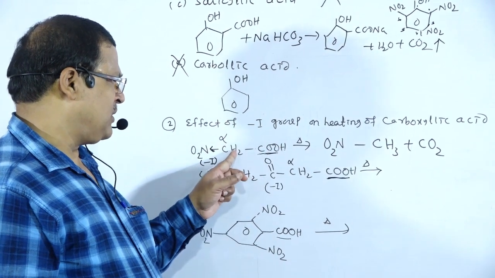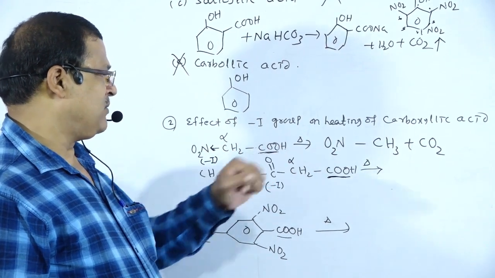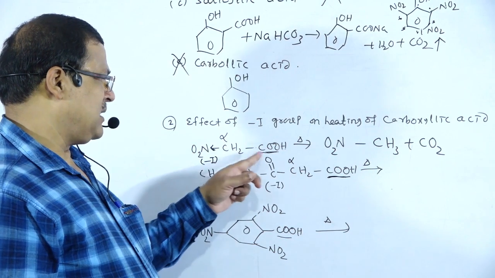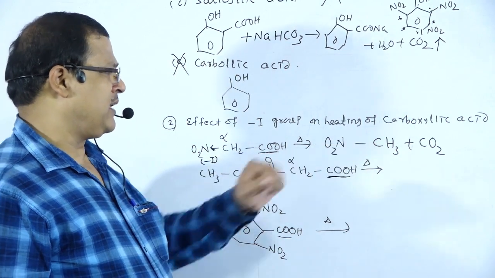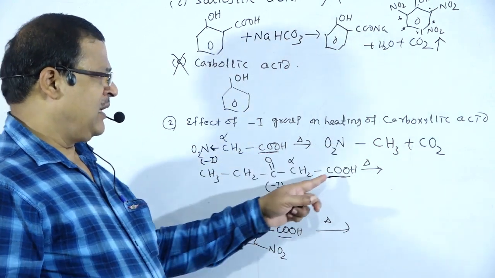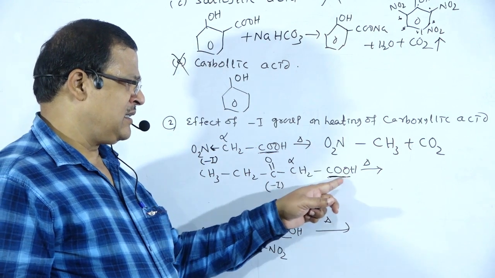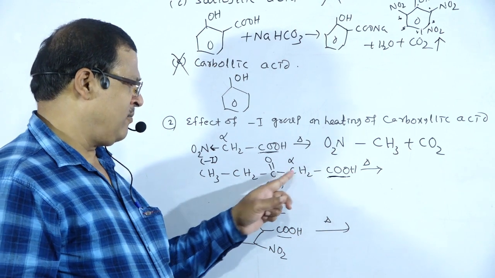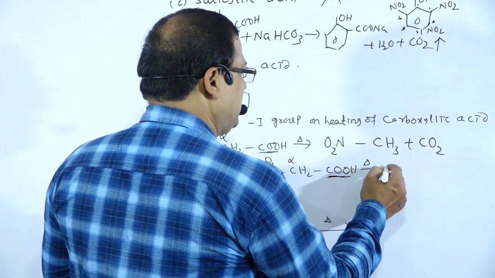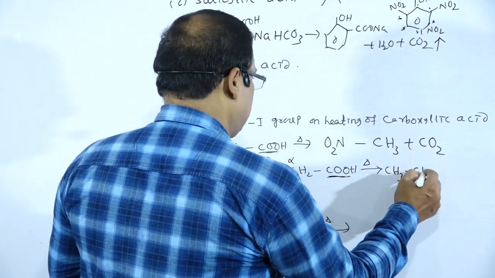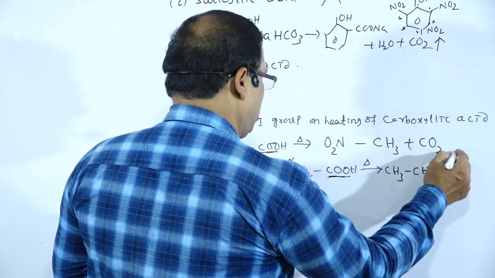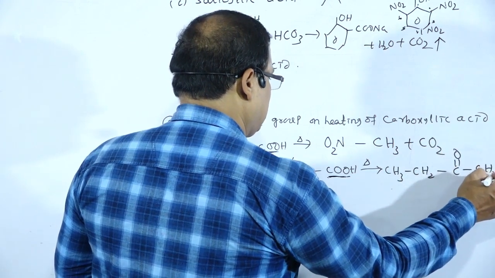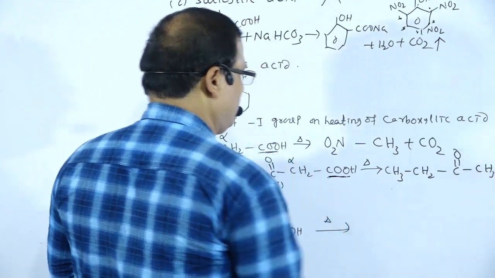Hydrogen is attached to this position. CH2 with H becomes CH3, so CH3NO2, nitromethane. Similarly, carbon dioxide is released from this position, and H is attached to this one. So what will be the product? CH3 bond CH2 bond C double bond O bond CH3 plus CO2.